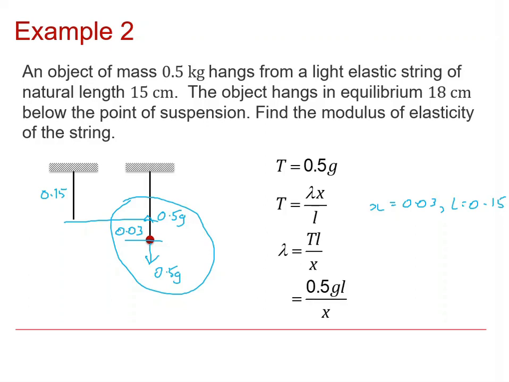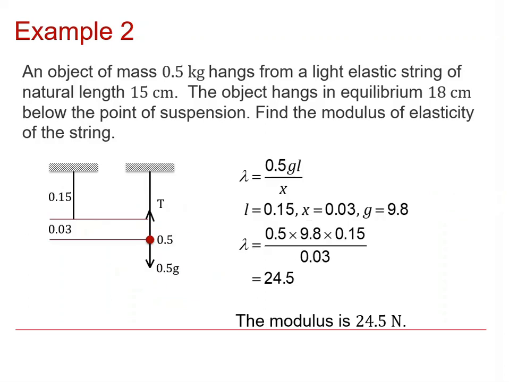So therefore we can put in our values having made lambda the subject. There's our statement of the values read from the equation. There's the equation with lambda the subject. We put in the numbers and we get an answer in context of 24.5 newtons for the modulus.